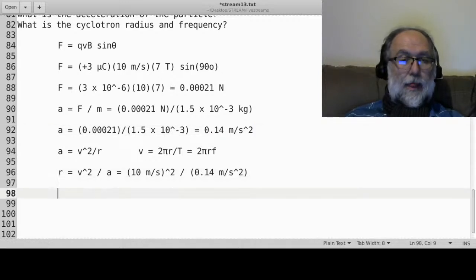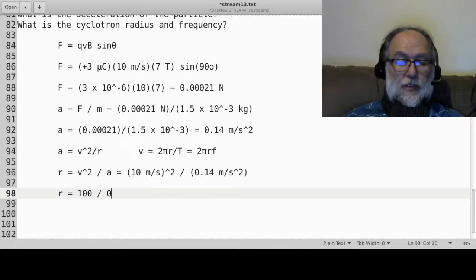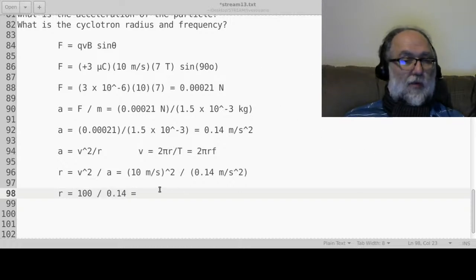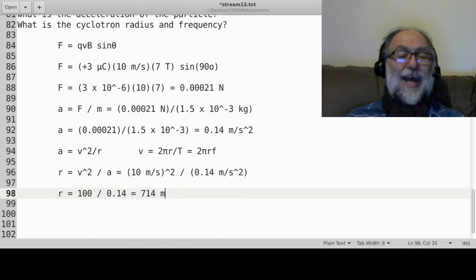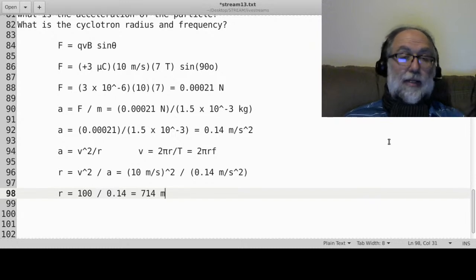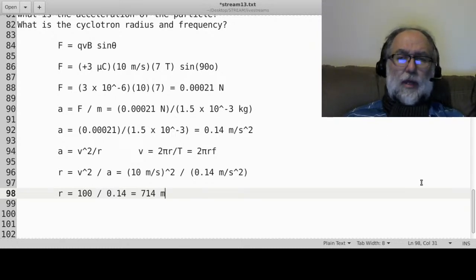All right. And so that's going to give me a radius of 10 squared is 100, right? And divided by 0.14. And what's that going to work out to? I mean, the answer will be in meters, 714 meters, okay? So that's a huge radius, but no, I didn't do the problem beforehand, but that's what it would be, okay? I kind of expected it to be large, but not that large, okay?